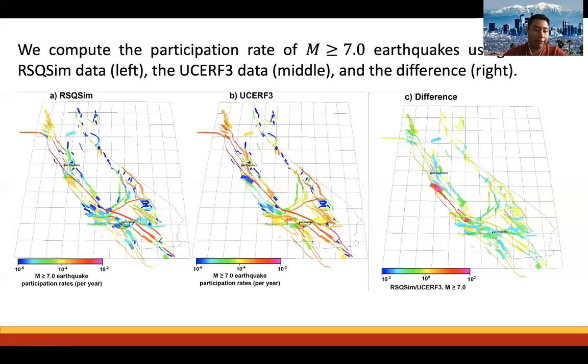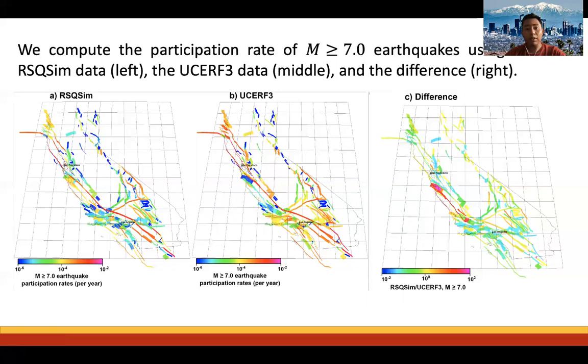We can further visualize these ruptures in this manner, in which we observe the RSQ-SIM participation rates on the left, in which we have the rates for earthquakes larger than 7.0, and they go from 10 to the negative 6 in blue to 10 to the negative 2 in red or pink. We observe that the San Andreas fault system is colored in red, as well as other major faults. If we go to the middle plot, we will have the participation rates given by user 3. We observe that the San Andreas fault system is also colored in red.